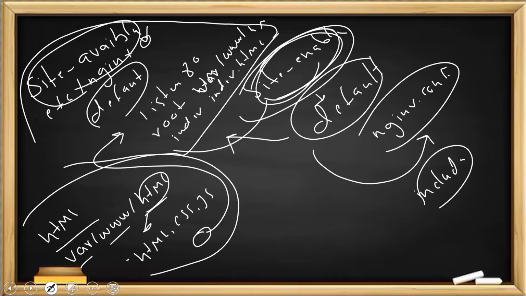Inside sites-available, we have the configurations. Also, we have the path of our web server that is served by nginx. I hope that you will understand this also.